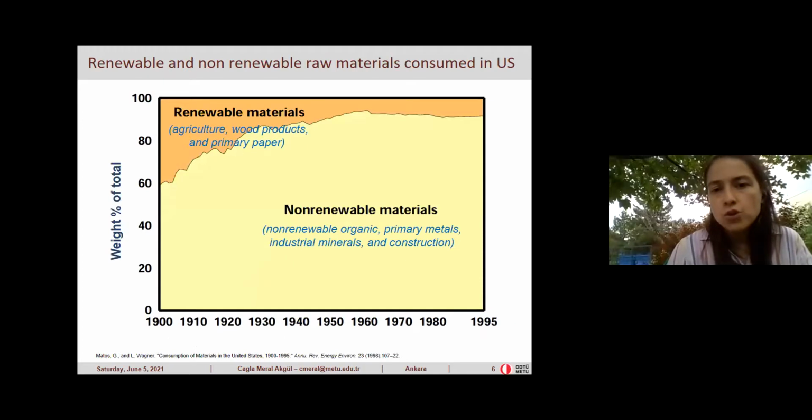I also want to show you another plot. This is renewable and non-renewable materials. Renewable materials include biomasses and wood products, and non-renewable materials include fuels, primary metals, industrial minerals, and construction materials. So these are non-renewable. As you can see, almost 90% are currently non-renewable. This trend is a little bit better today, and the ratio goes down to maybe 80% is non-renewable.